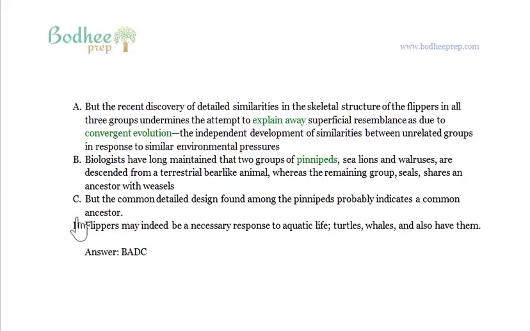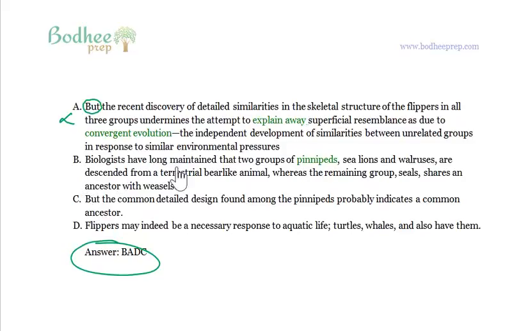The answer given here is BATC for this question. Again, as usual, I say that it's difficult for us to start a sentence which has a conjunction at the start. You might have a sentence with a conjunction, but not a paragraph starting with a sentence that has a conjunction right at the start. But the recent discovery of detailed similarities in the skeletal structure of the flippers in all three groups undermines the attempt. Again, we don't know, so it goes out.